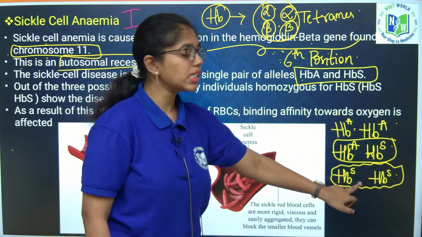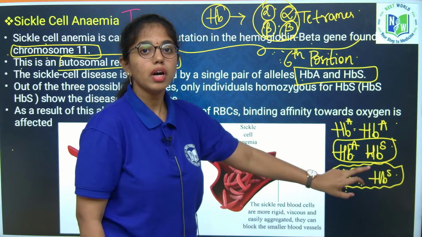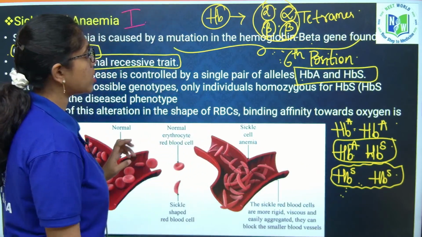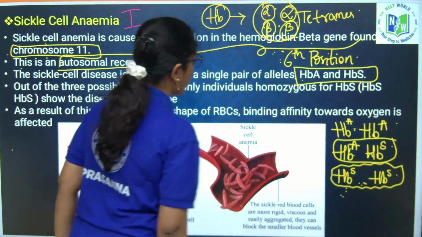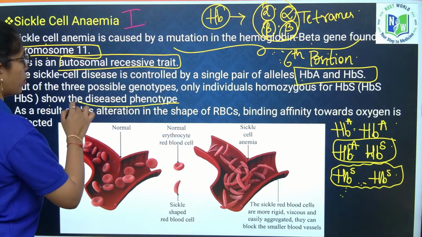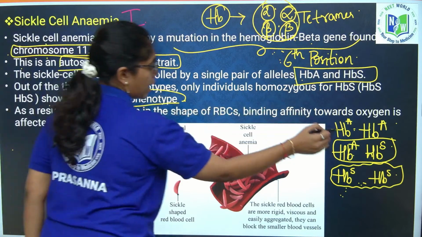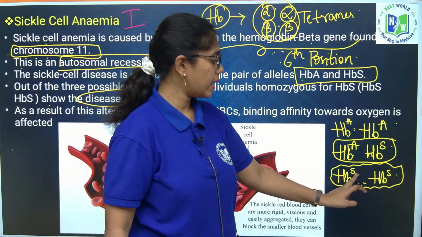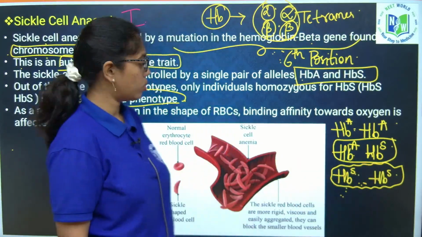Disease is only seen in the homozygous set of genes, right? The homozygous set of alleles in a gene which are affected, they show the diseased phenotype, okay, HBS. Hemoglobin which is affected with sickle cell anemia in both alleles only will show the disease.